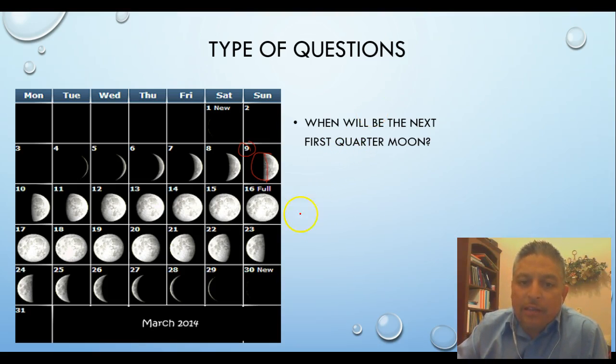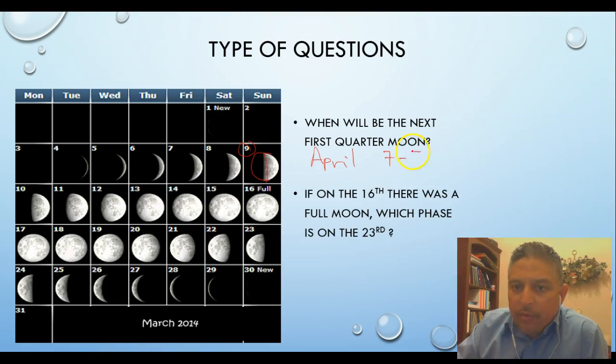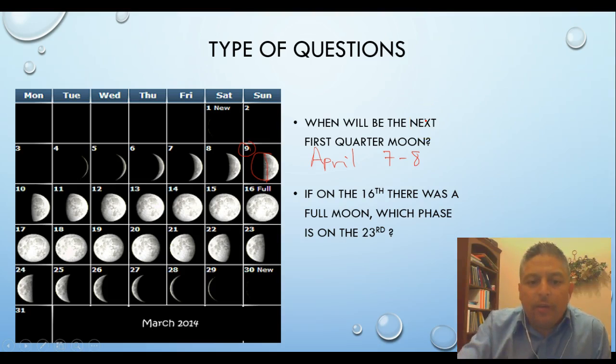Well, the next one is going to take about a month later. This is March. It will be in April. It takes about 29 days, so let's say that April, either the 7th or 8th. April 7 or 8, right? We can see that this is March right here, so we know it's going to be a month after.